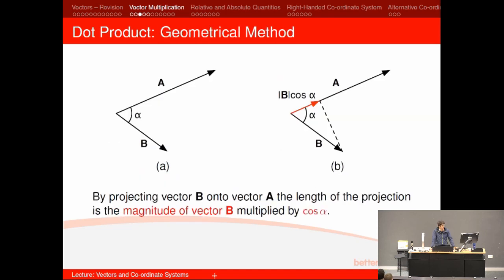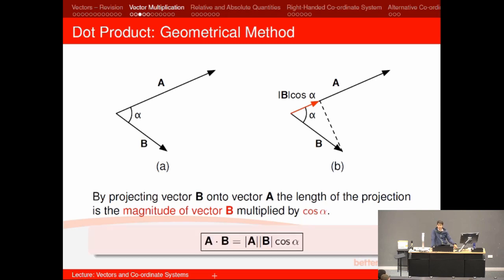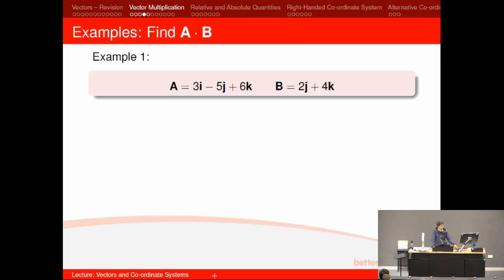The geometrical method is, as you can see now, you visually sketch vector A and vector B with an angle between the two of them, and then you calculate the magnitude of vector A multiplied by the magnitude of vector B multiplied by cos alpha, which will give you the answer as well. So that's another way. That's the geometrical method.